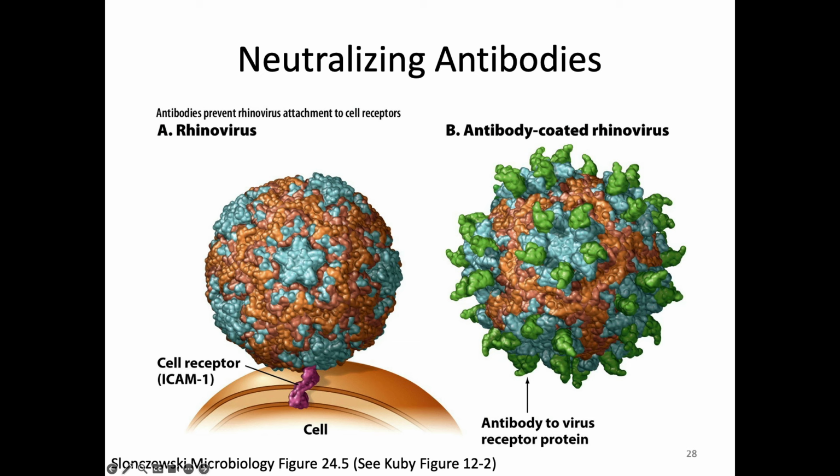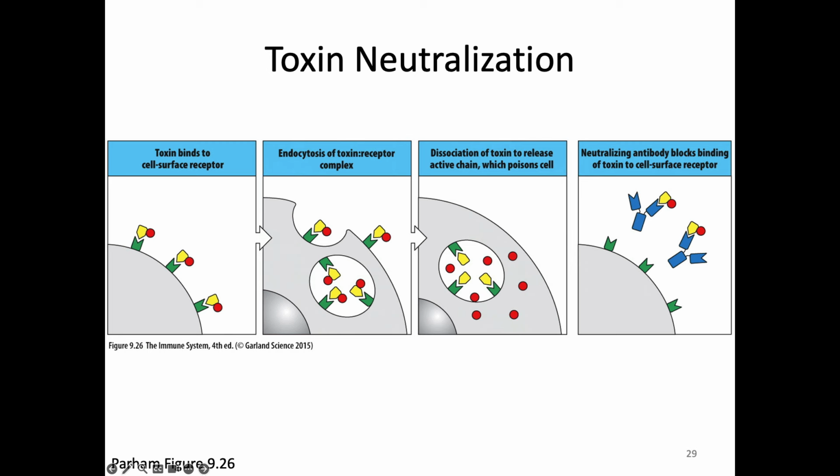One other place where neutralization is really important is in the case where we have toxins. So some bacteria make toxins that cause us a lot of harm. That toxin can interact with some receptor on the surface of our cell and then can cause us harm. We can have an antibody that can neutralize that toxin so that the toxin cannot interact with its receptor and not cause us any harm. And so neutralization is a great way that antibodies are able to protect us against some of these microbes.